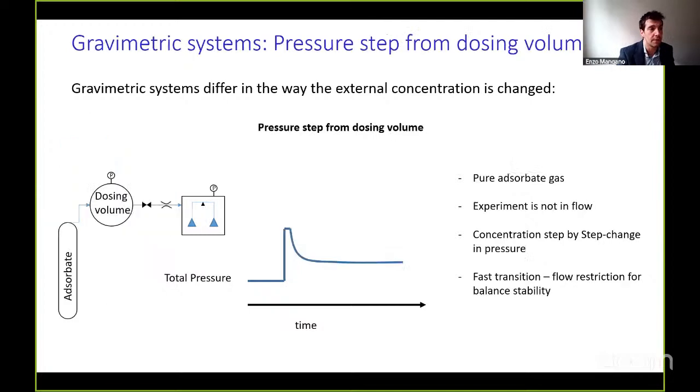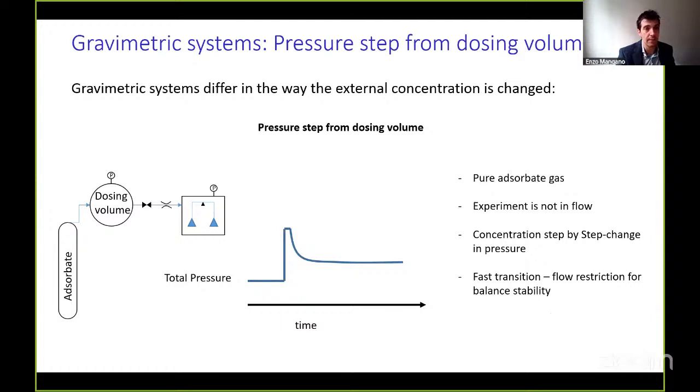Finally, there is another version of gravimetric, which is more a volumetric gravimetric system, where the change in pressure of the pure adsorbate is done using a dosing volume, generally a large chamber, connected via a valve to the balance. You open the valve, normally there is also a restriction to, again, limit the effect of instability of the balance. And the pressure is led to a new value of pressure, to a new set point.